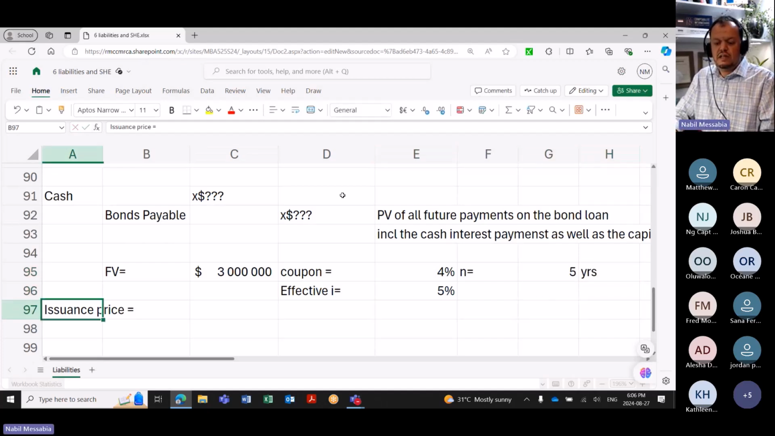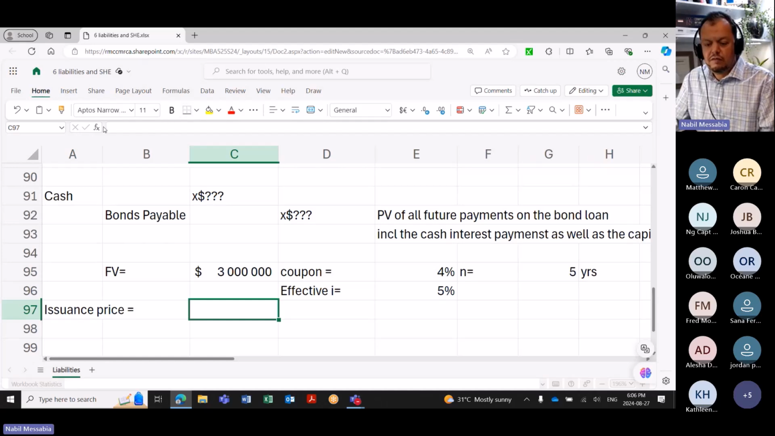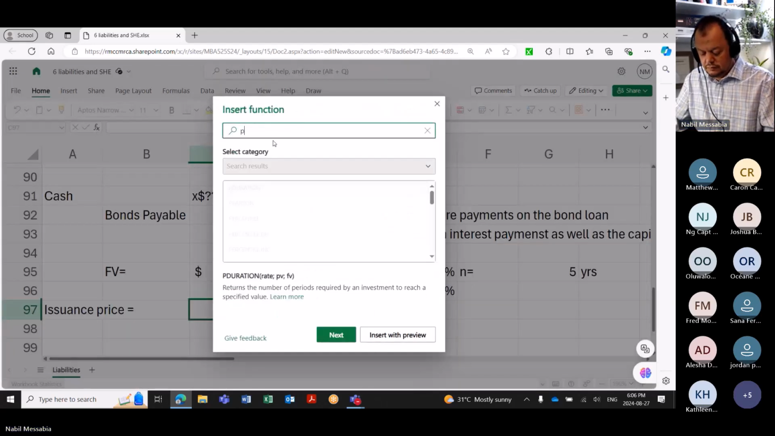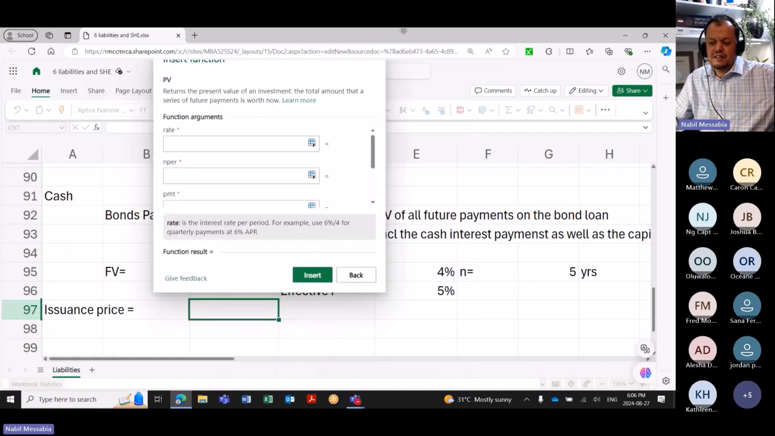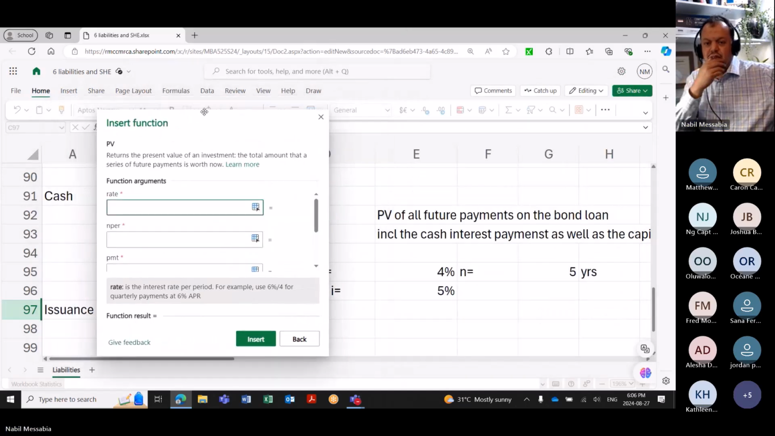I have all I need, so the present value PV formula, PV, rate. Okay, what do you believe the rate should be added here? What rate should I use? We have two, the coupon rate and the yield rate. Coupon rate? No.